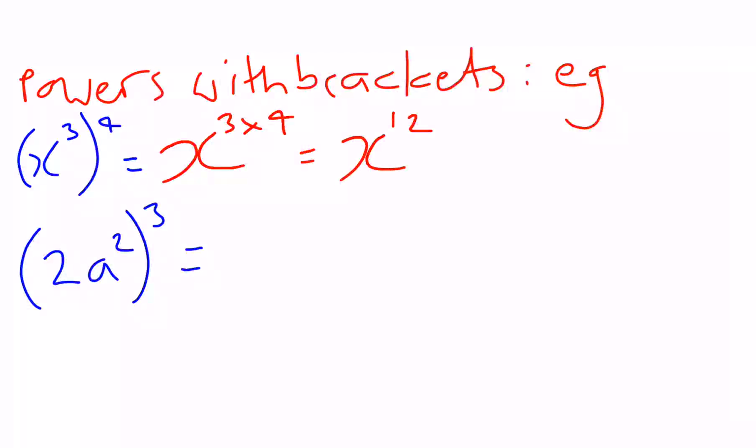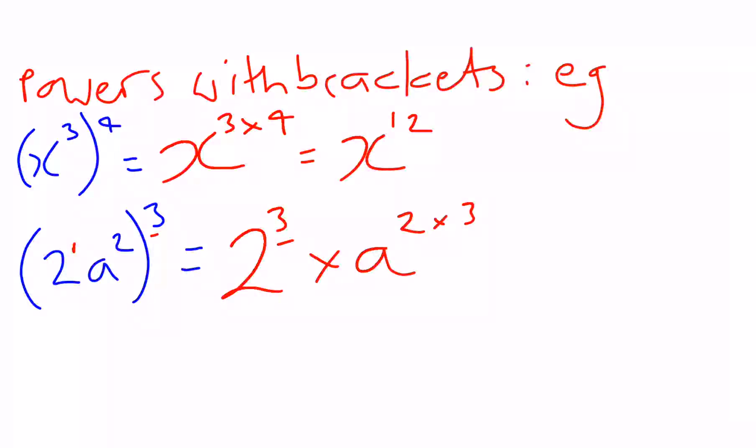Now we've got a little more complicated in the second example because a squared inside the brackets has a coefficient of 2. And you'll remember I said we raise everything in the brackets to the power that's outside the brackets. So I'm going to have to do 2 to the power of 3 times a to the power of 2 times 3. Now really I'm still multiplying this one because that 2 has a power of 1, and 1 times 3 is 3. But you can remember if it doesn't have a power, it just gets the power outside the bracket.